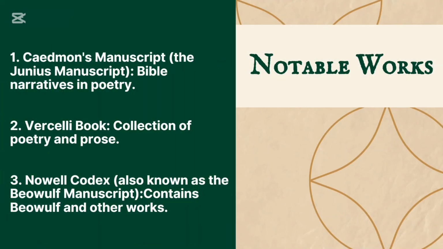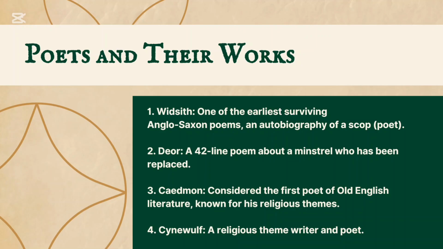Other notable works include Caedmon's manuscript, in which the poetry includes the Bible narratives. The Vercelli Book, which is a collection of poetry and prose. Nowell Codex, also known as the Beowulf manuscript, contains Beowulf and other works. Widsith, an early surviving poem that offers insights into Germanic life. Second work is Deor, a 42-line poem that tells the story of a minstrel who has been replaced by a rival. The two important poets of the Anglo-Saxon period are Caedmon and Cynewulf.